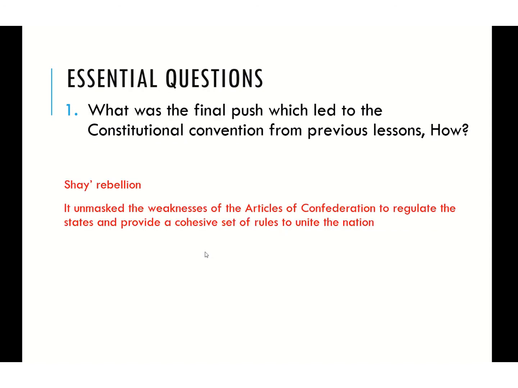All right, our essential questions, folks. That final push, you got it. Shays' Rebellion. It unmasked the weaknesses of the Articles to regulate the states, began to provide more of a cohesive set of rules to unite the nation. That's what the founders were looking for.